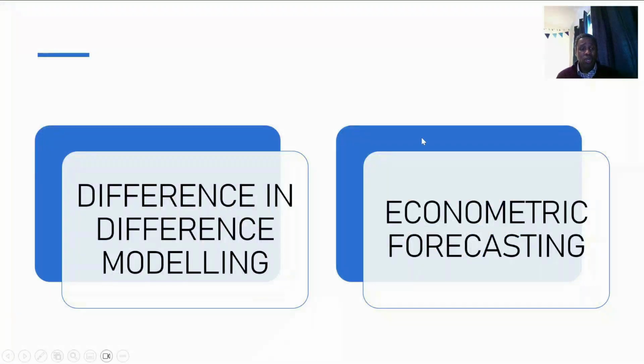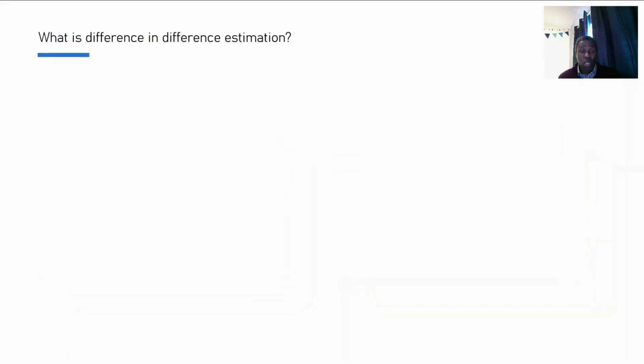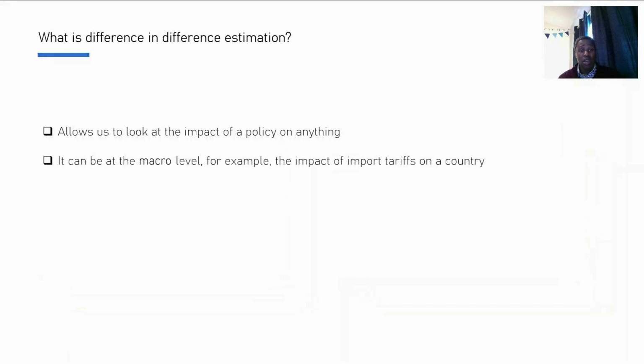How am I going to do this? Well, I'm going to use a technique called difference in difference modeling, which will be complemented by econometric forecasting. What is difference in difference modeling or estimation? Well, it allows us to look at the impact of a policy on just about anything. It can be at a macro level.